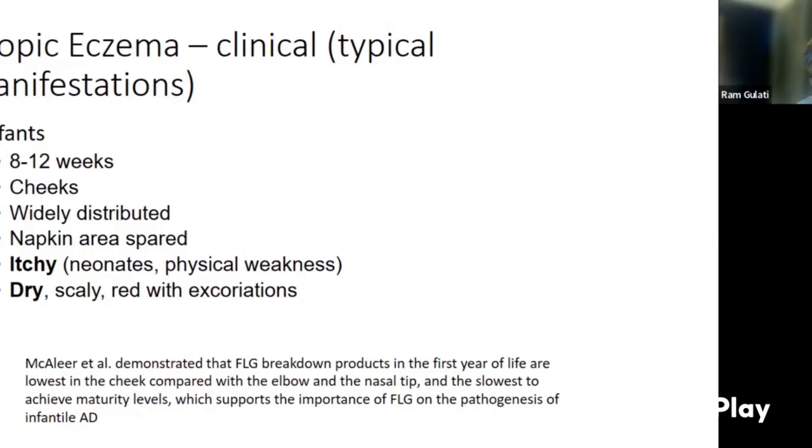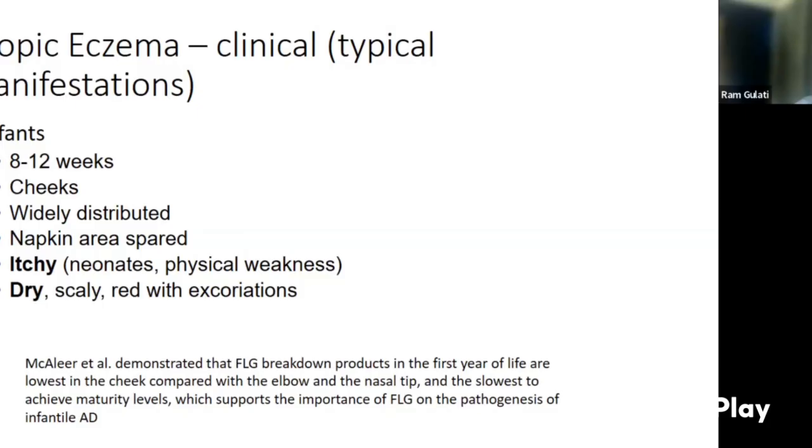Now, itching and dry skin are hallmarks of atopic eczema. And if we go through various diagnostic criteria, these are common words that you will see among them. With the itching, one has to be very wary about children who have some physical weakness, or neonates who don't have the dexterity to scratch. So itching may not present as itching, but it may present with some excoriations in a child who is just distressed. Dry, scaly, red with excoriations, so you've got a dry skin.